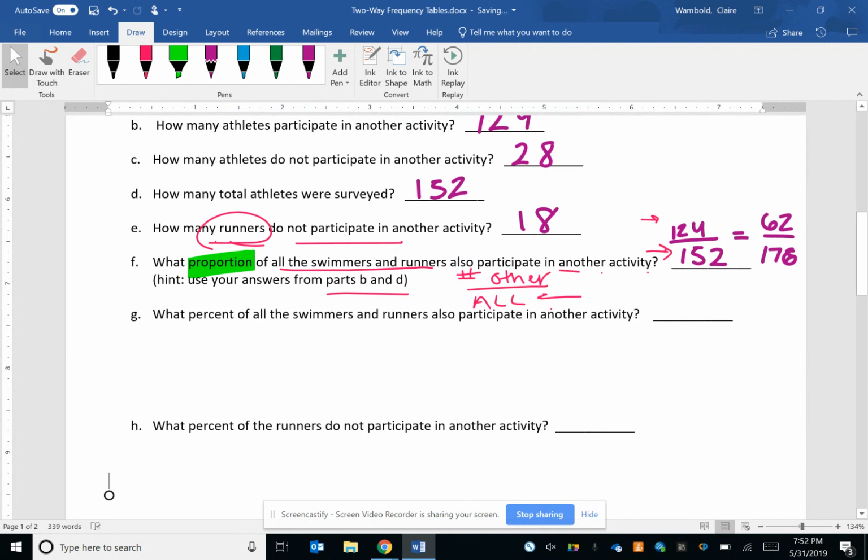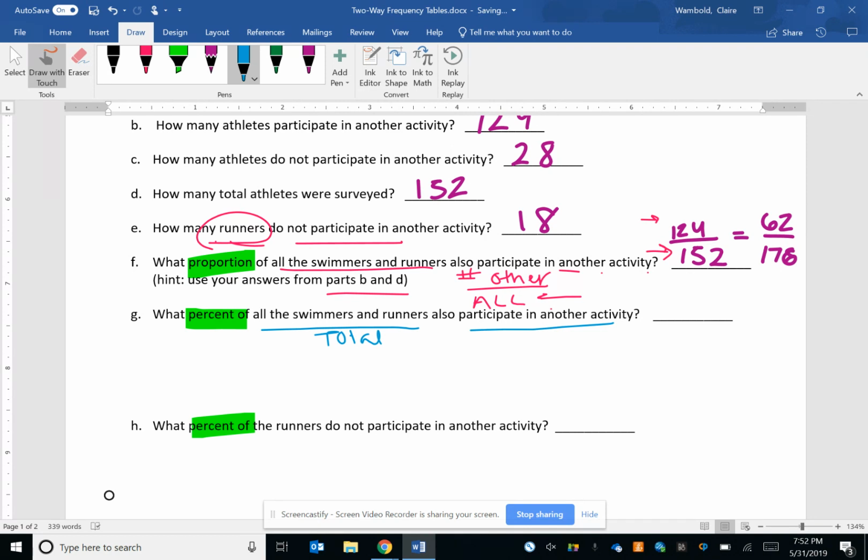Now the next two questions, G and H, you'll notice they use the word percent. So this is one step further. We're still going to talk about proportions here, but in our end result, we're going to have a percent. So looking at part G first, it says what percent of all the swimmers and runners, so that's our total number of athletes, also participate in another activity. So it's the same question, basically from part F, but now we're turning it into a percent in the end.